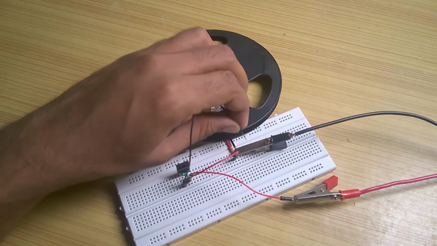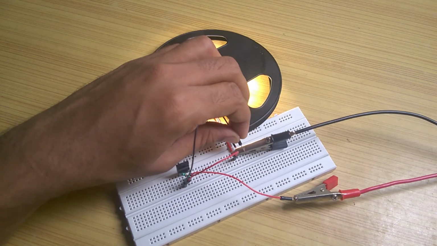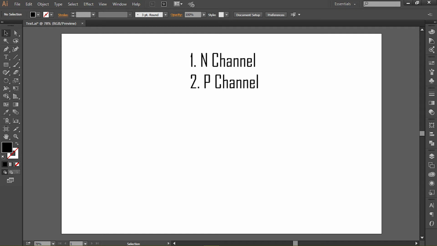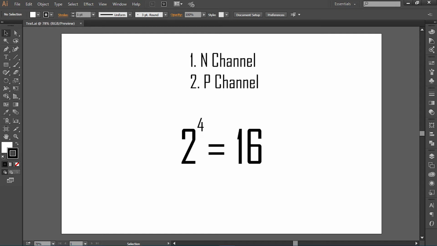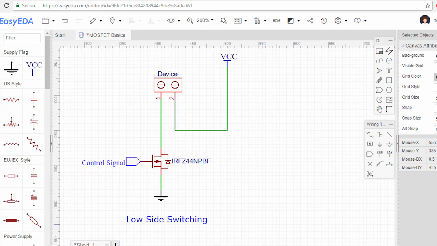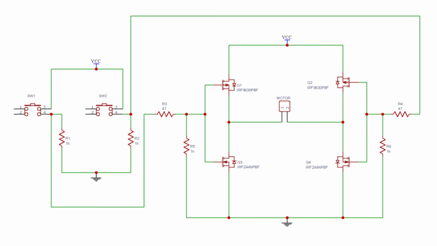This is the perfect time for me to take a moment and suggest you watch my MOSFET basics video for proper understanding in the next discussion. We know well that there are two types of MOSFETs available, which leaves us with 16 combinations of MOSFETs in the H-bridge. But if you have watched the basics video I just mentioned, you know that for high side switching, P-channel MOSFETs are recommended, and for low side switching, N-channel MOSFETs are recommended. So that's what I finalized and made this circuit for prototyping.